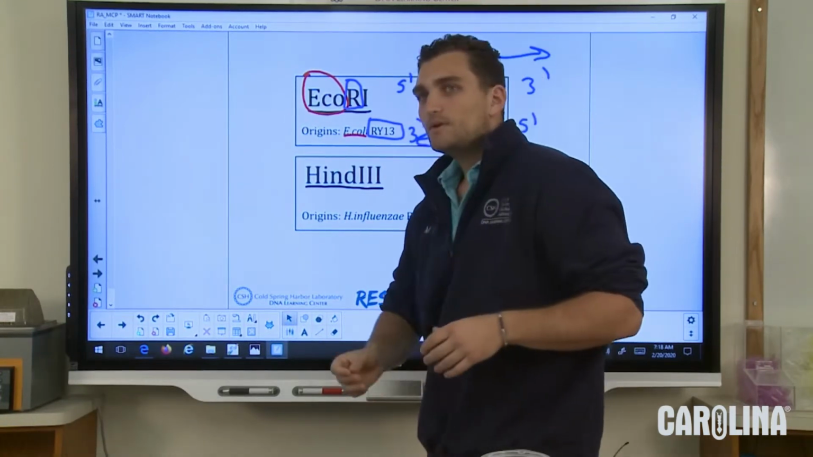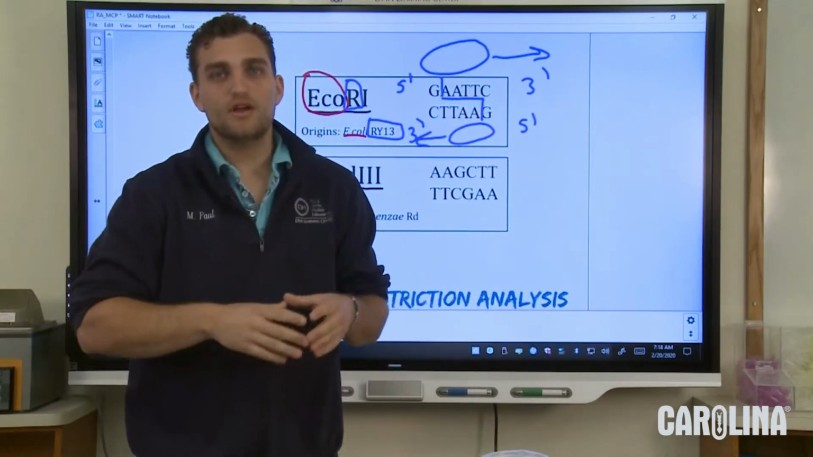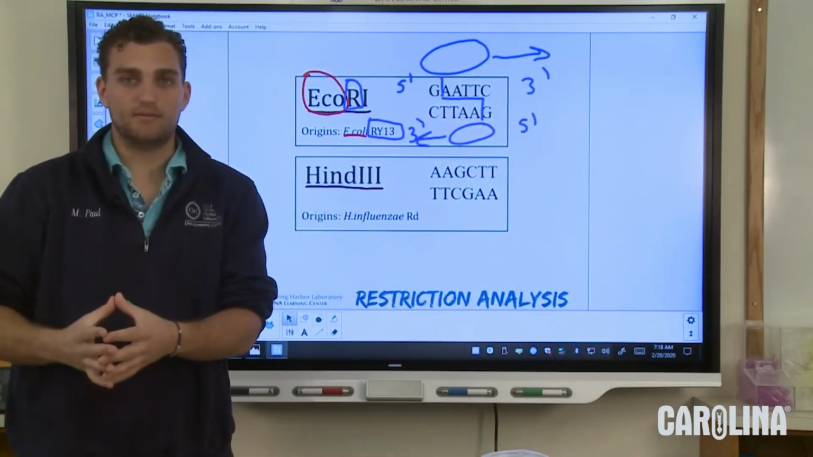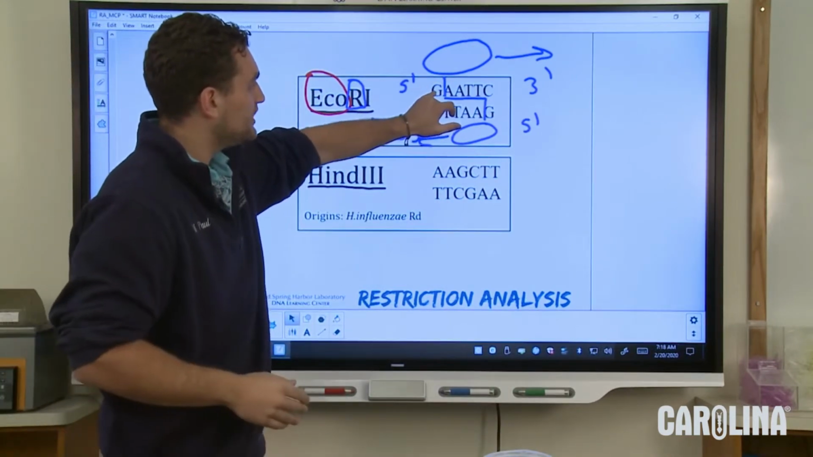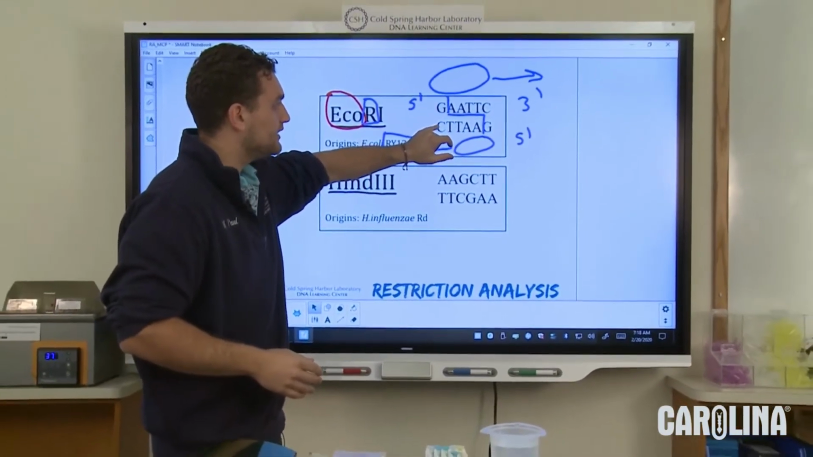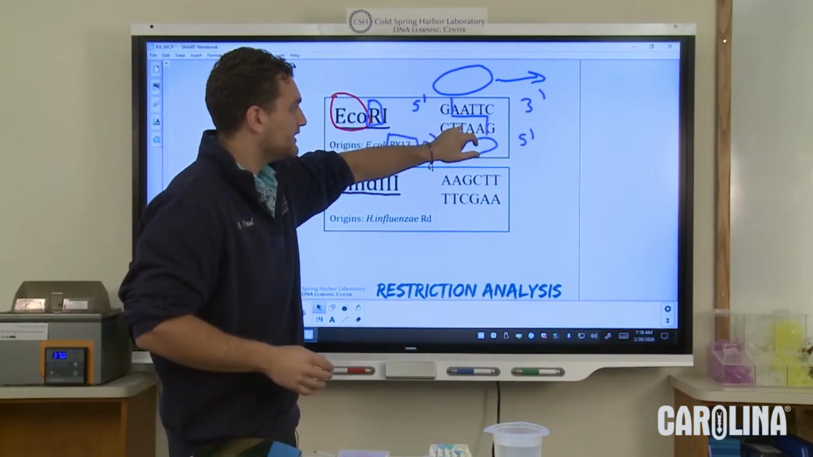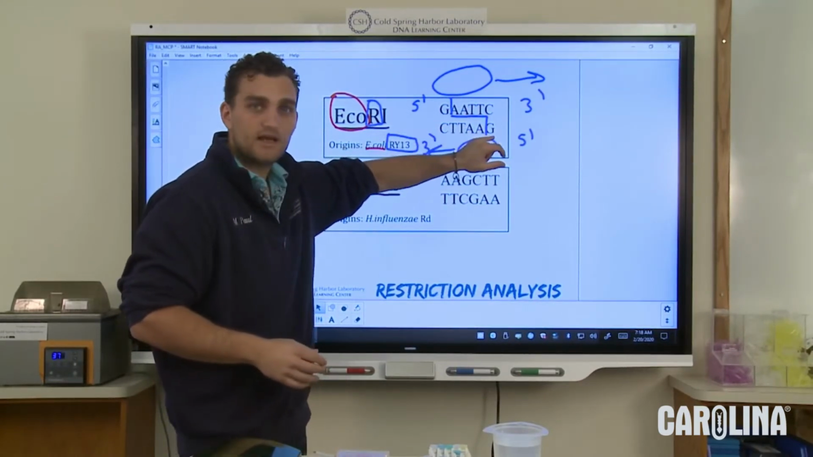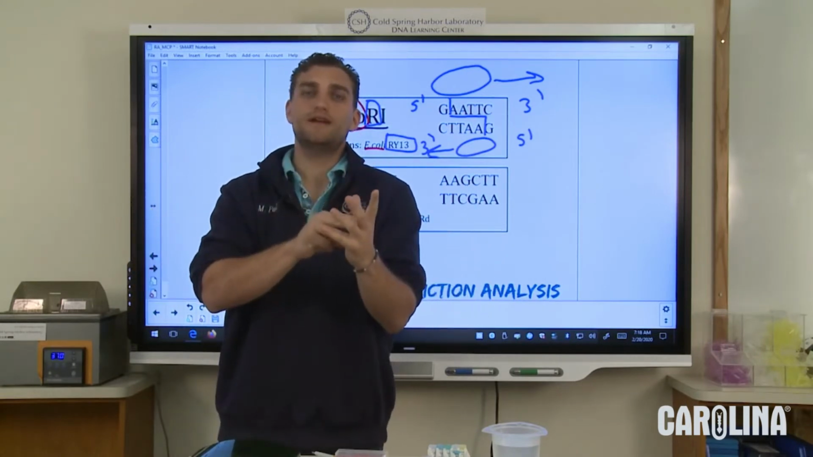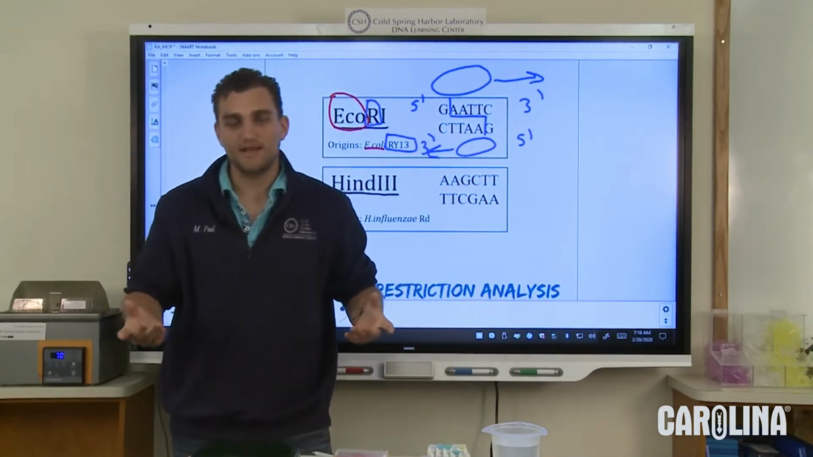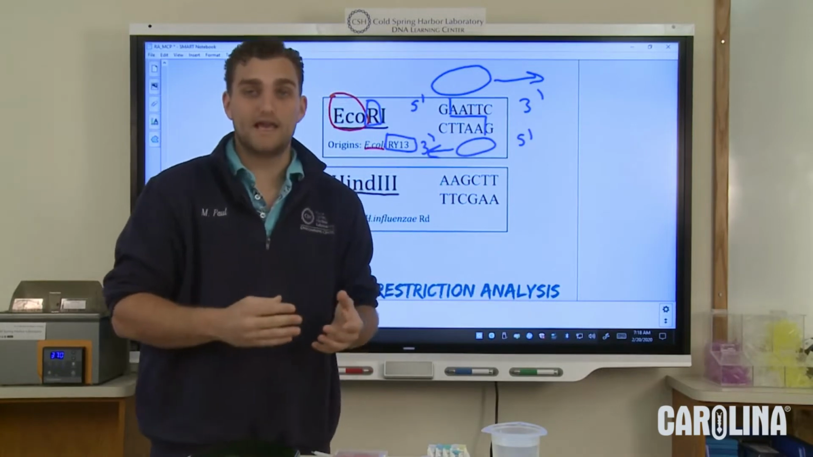Now, as I said before, adenine always pairs with thymine. Guanine always pairs with cytosine. So if I look right here, G is always going to be paired with a C. So A and T, A and T, T and A, T and A. So if I break those apart, theoretically I can glue them back together. I just need a different enzyme. The enzyme that I need to glue them back together is called ligase.